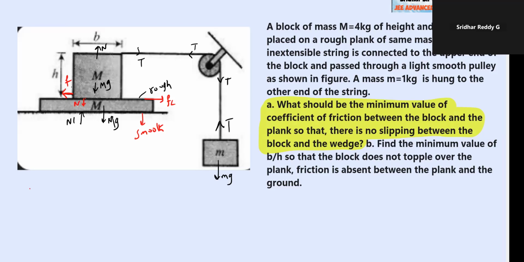So what is N? N is equal to mg. Then what is the maximum permitted limiting friction? Mu mg. The minimum value of mu is asked. Okay, let it accelerate with no slipping. Let there be acceleration. First, let me finish this, and I'll come back to the toppling condition.